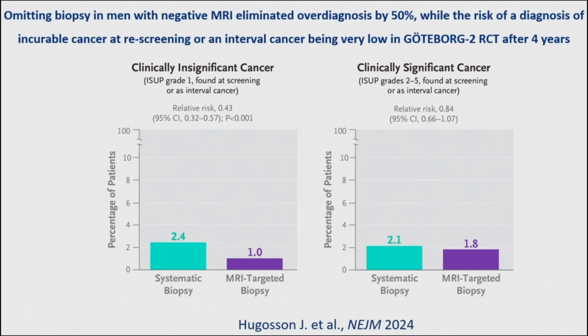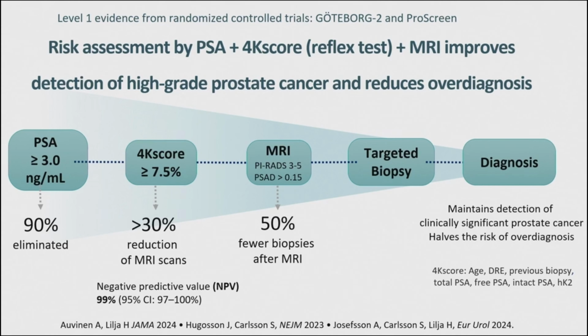But the key here is that we have a safety net. So these men come back for repeated screening, and therefore, instead of missing them, we can delay the detection of high-risk disease. And here's an example from the ProScreen trial, and we have also done similar studies in the Göteborg 2 trial using the 4K score, which comprises, as you know, 4 kallikreins combined with clinical information.